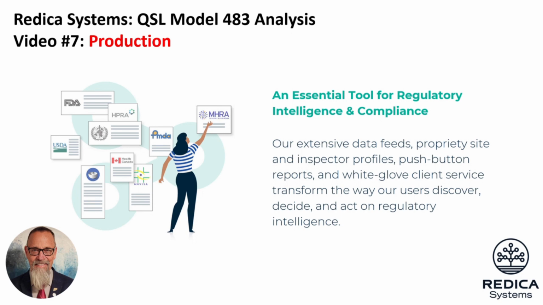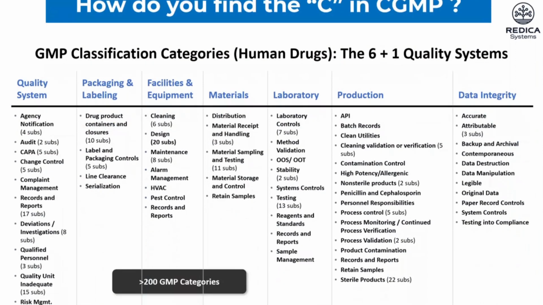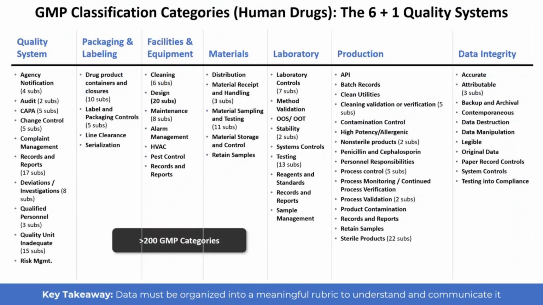detailing the analysis of FDA Drug GMP 483s by our quality system labeling models. In the first video in this series, we explain why mining FDA 483 data is important and how Redica Systems built a computer algorithm that can find and categorize inspection observations, first by quality system, then down 2 or 3 levels to really zero in on where the issues are.